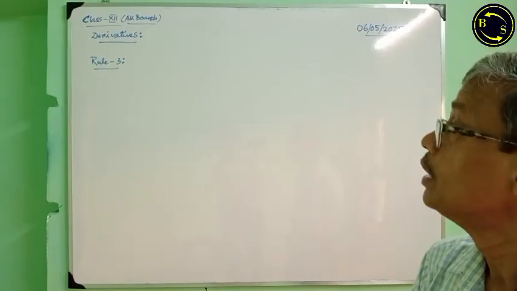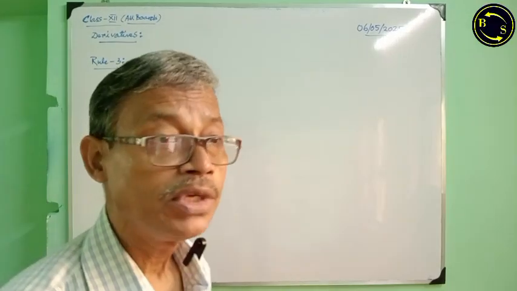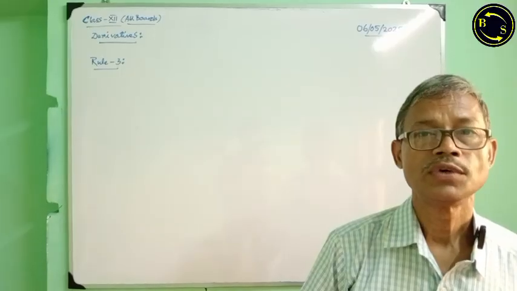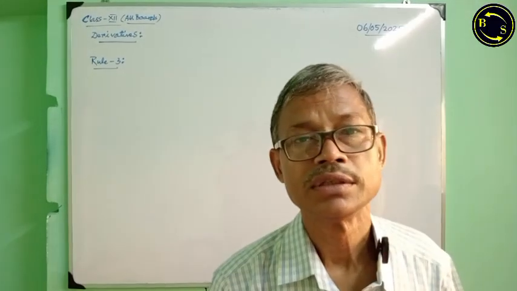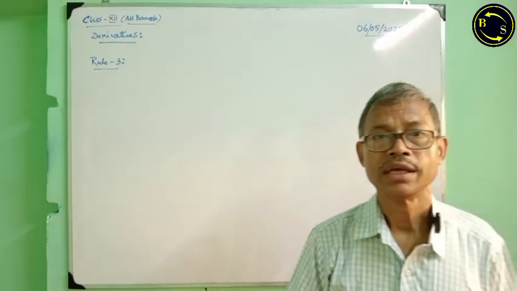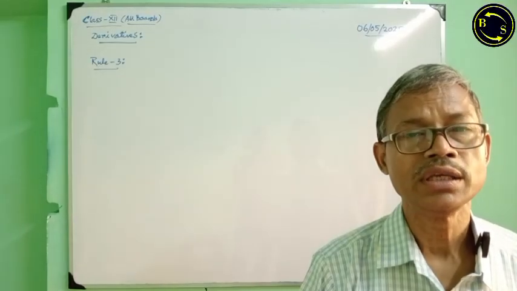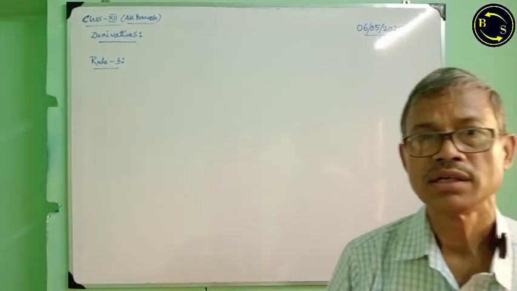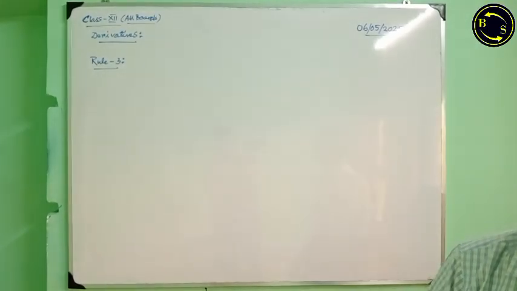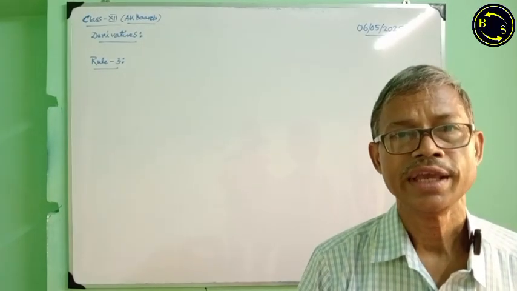Rule 3. Actually, for the implicit function, we use this rule. First, let me clarify implicit and explicit function. If from a given relation involving two variables x and y, we can express y in terms of x, or x in terms of y, then we say y is explicitly expressed in terms of x.